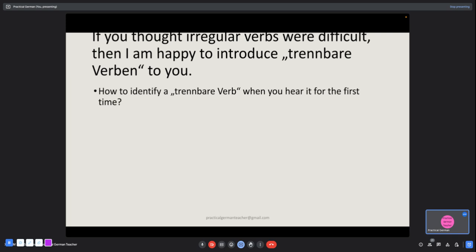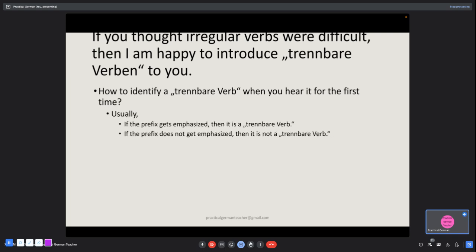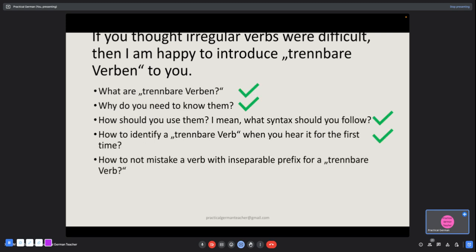Okay, and if the prefix gets emphasized, it's a Trennbare verb. If it does not get emphasized, it is not a Trennbare verb. Then how to not mistake a verb with an inseparable prefix? So many verbs you will see, and you can figure out that they have a prefix.